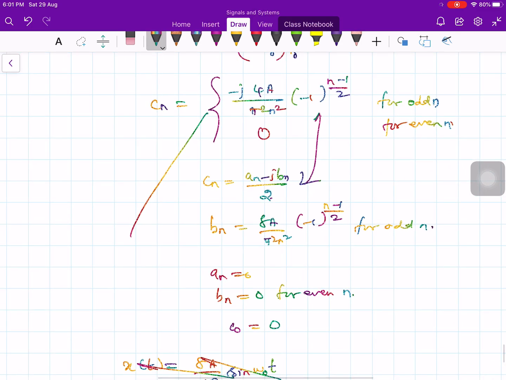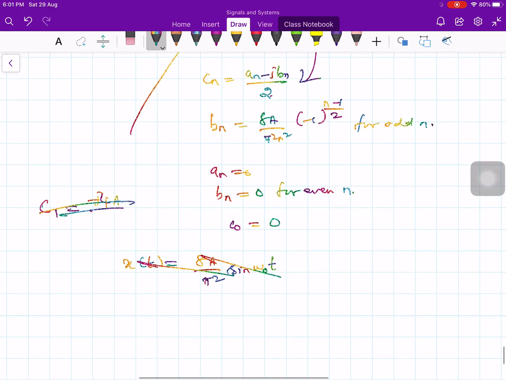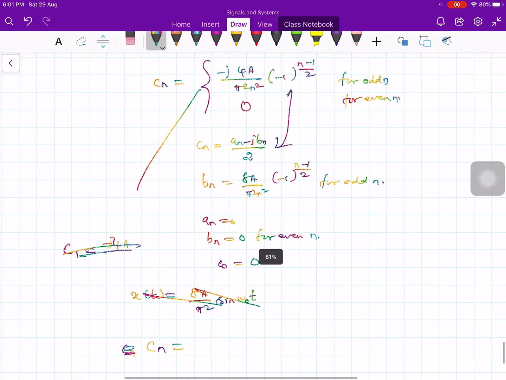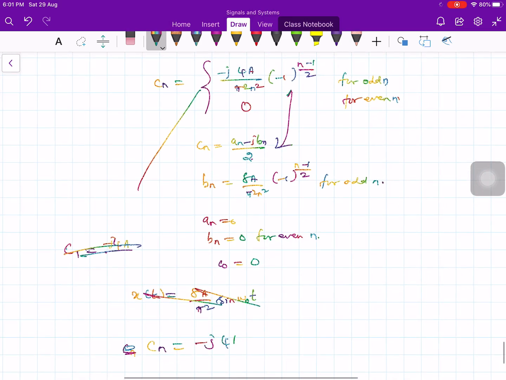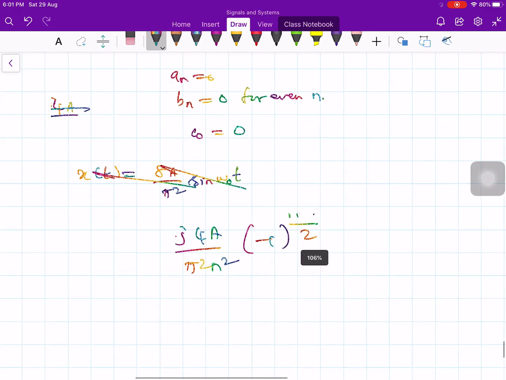Cn, let us substitute C1. What is C1? Substitute n is equal to 1. Then it becomes 1 minus 1, 0. So that becomes 1. So Cn is equal to minus j 4a divided by pi squared, n squared minus 1, whole to the n minus 1 by 2, right? That's it. So this is the given expression.